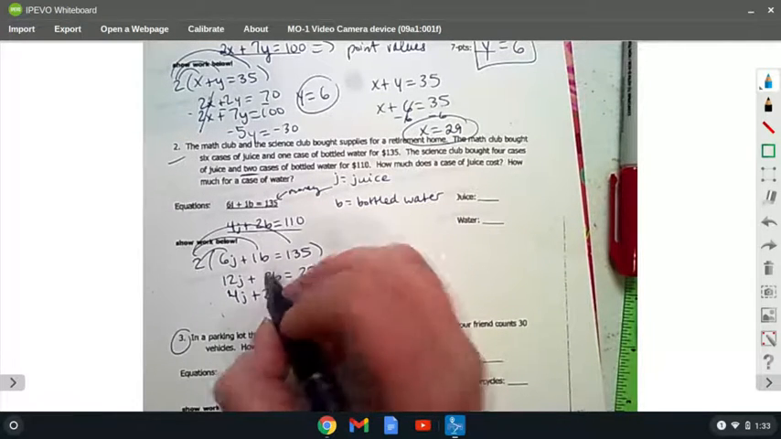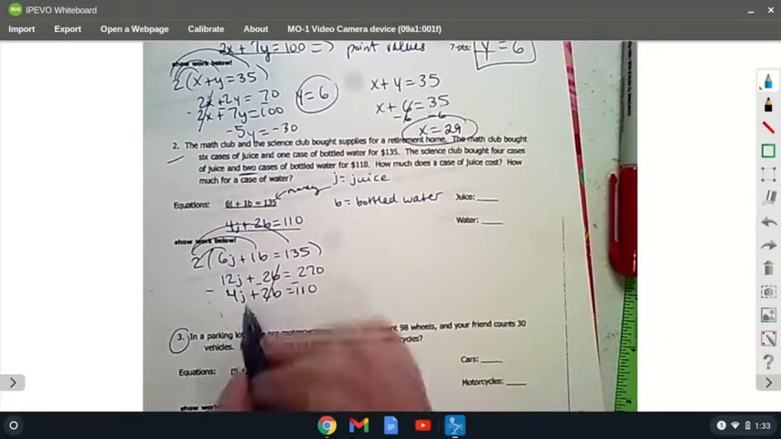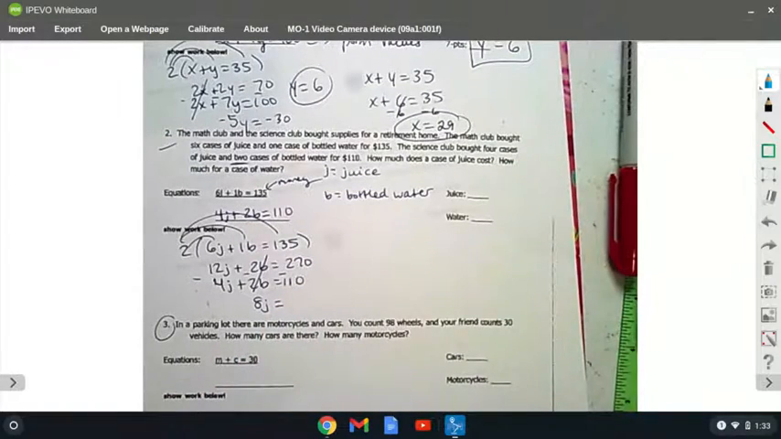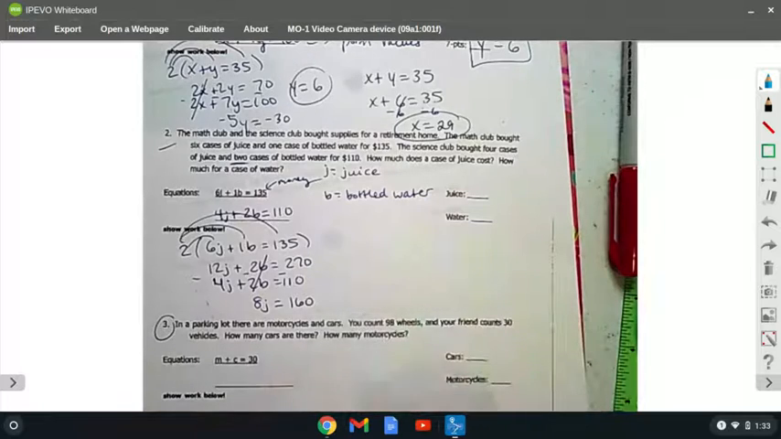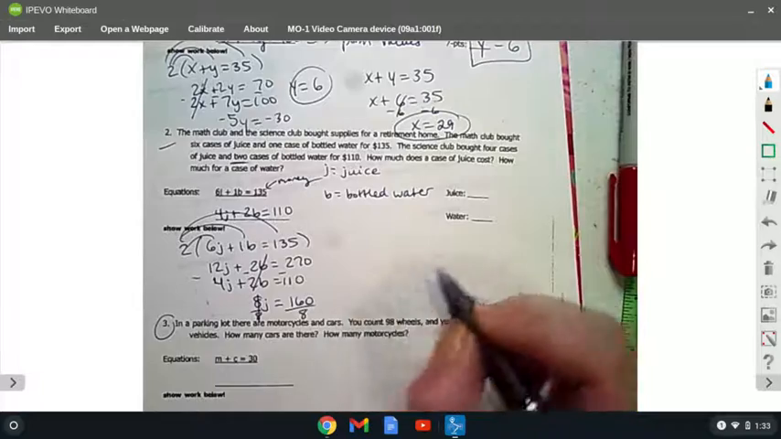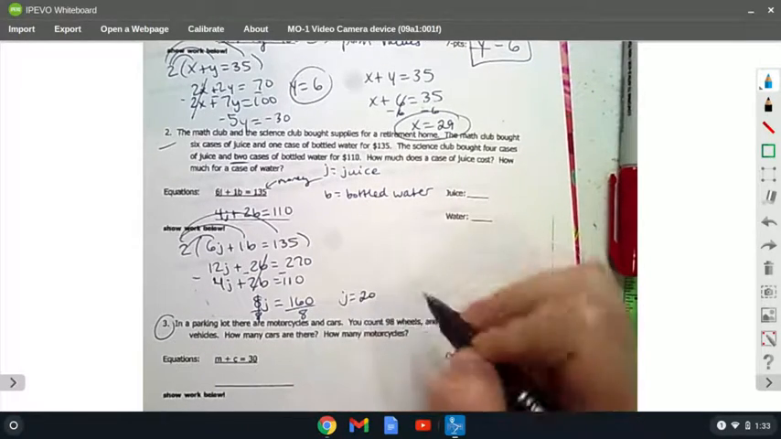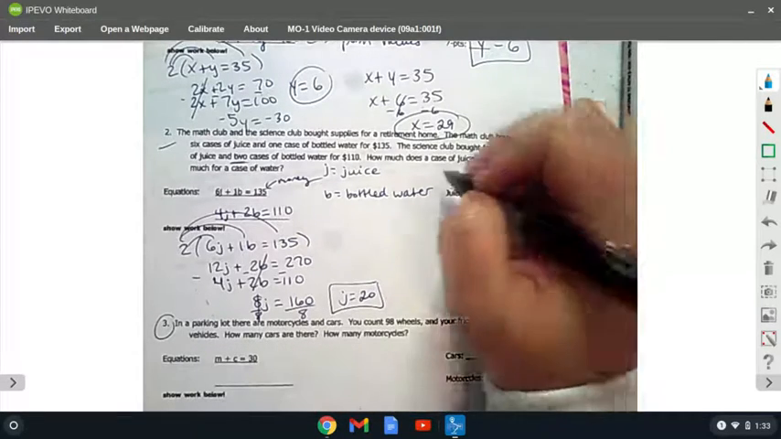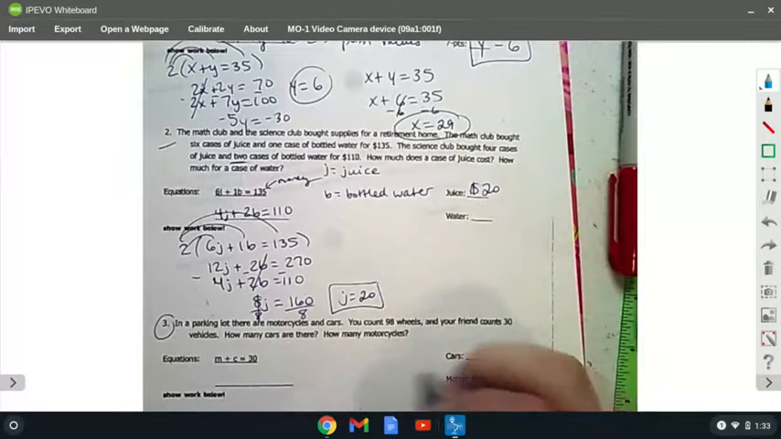Now I have the same sign here, so I'm going to subtract down everywhere. Those will subtract to be 0. 12 minus 4 gives me 8j. And 270 minus 110 is going to give me 160. And then I'm going to divide by 8 on both sides. And I get j equals 20. So how much does a case of juice cost? It costs $20 for a case of juice.